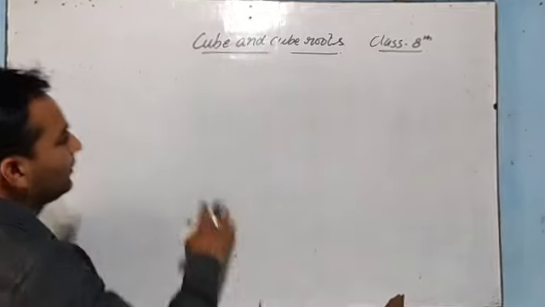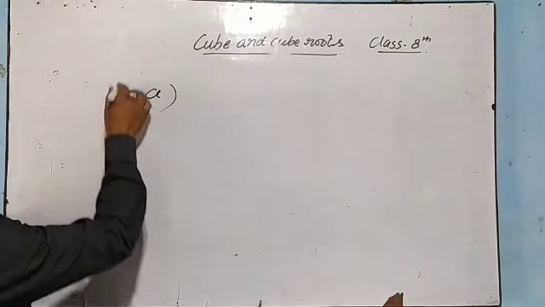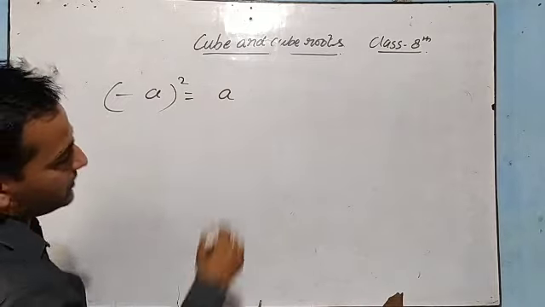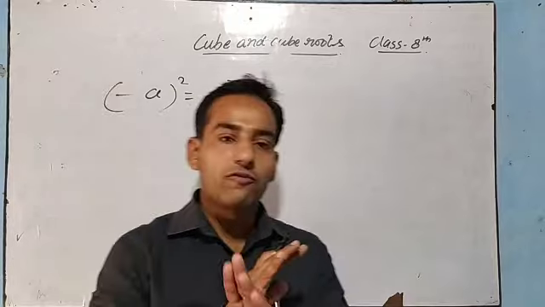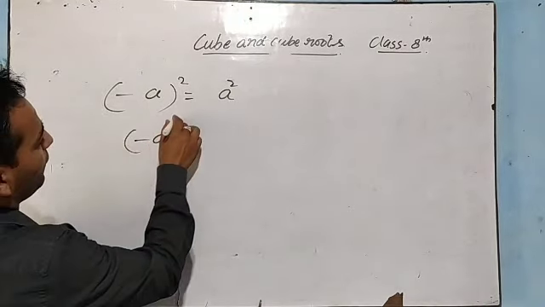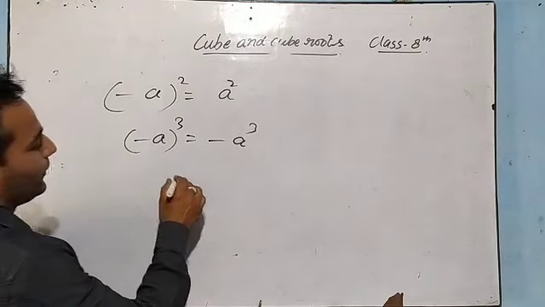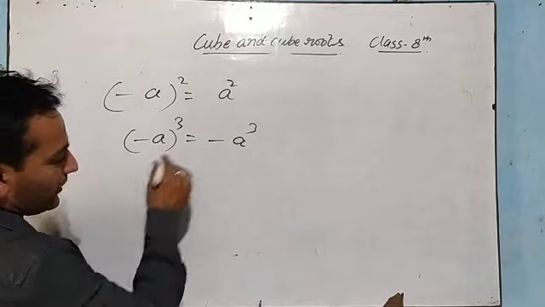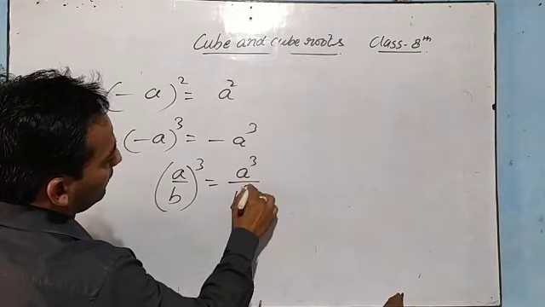If we have any number in minus, while doing the square, surely we get plus. If we are doing the square of any number, we will always get a positive number. But if we are doing the cube of any negative number, we will always get a negative number. If two numbers a and b are there, (a/b) whole cube means a cube upon b cube.